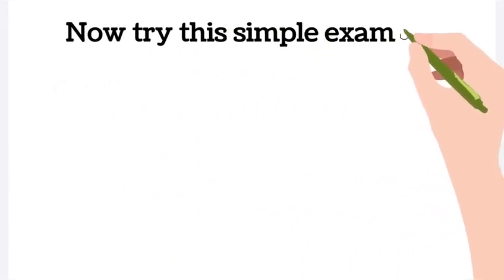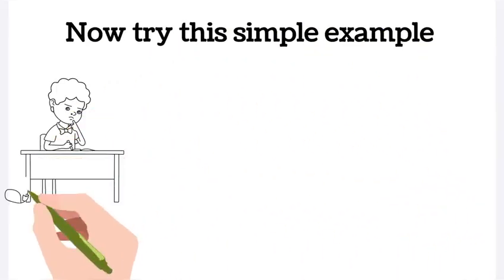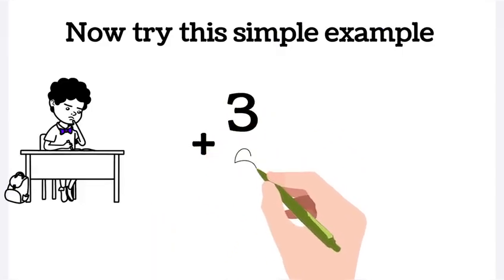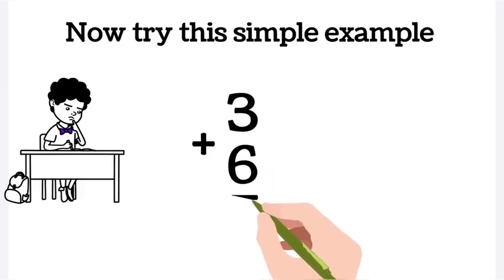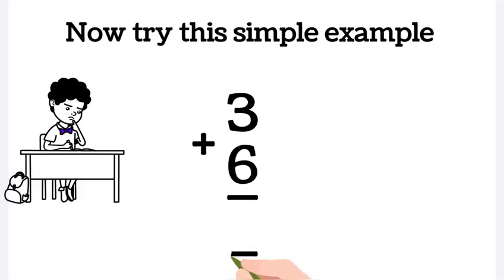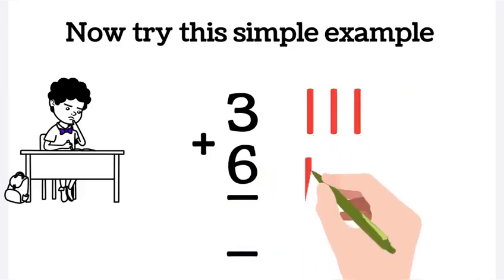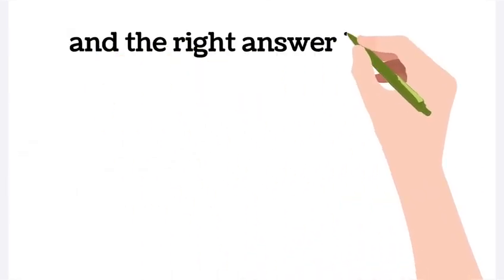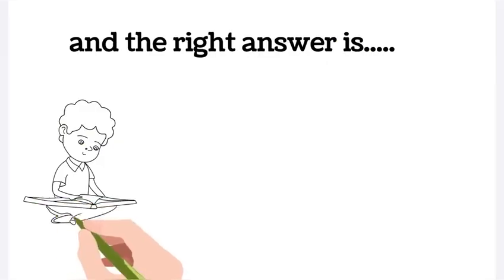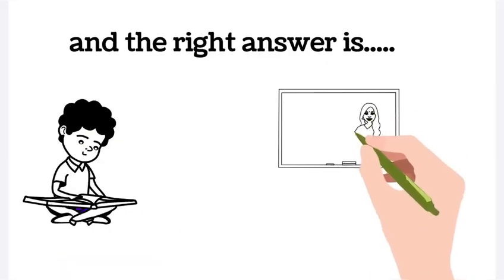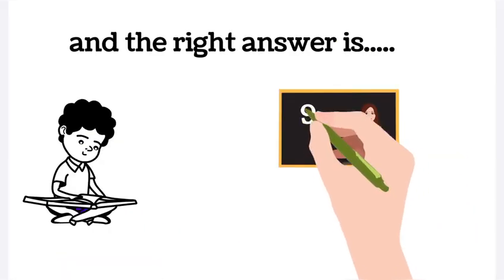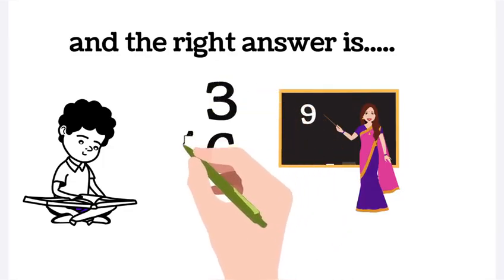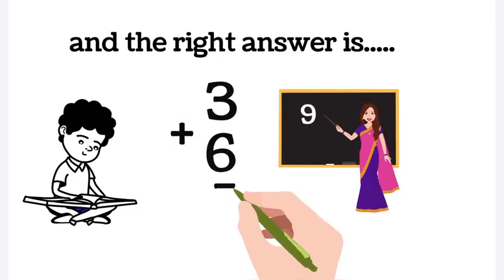Now try this simple example. We take an example of adding 3 and 6. To add these numbers, we simply apply this same method. We draw 3 lines for 3, and 6 lines for 6. Now count all these lines. And the right answer we get is 9. So, we can add any one-digit number by drawing lines and counting them. We can try this method with more examples.